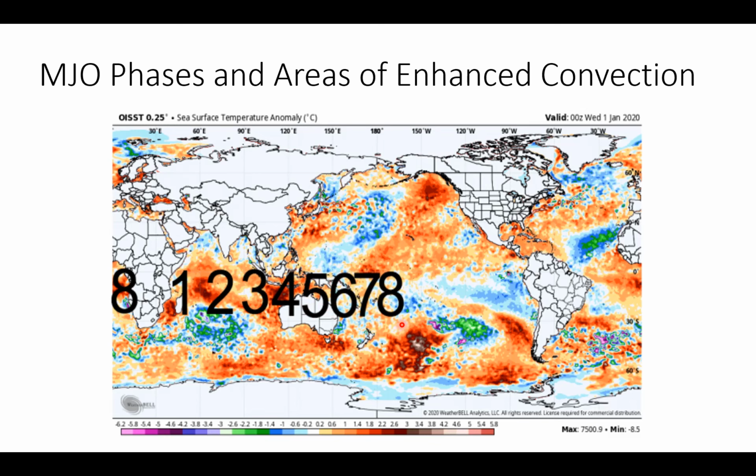And then phase 8. Phase 8 shows up at two locations. One location is along the international date line at about 180 degrees west longitude. And another phase 8 location is generally just to the west of South Africa.